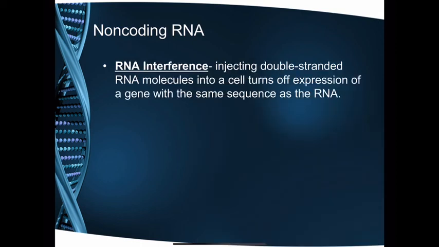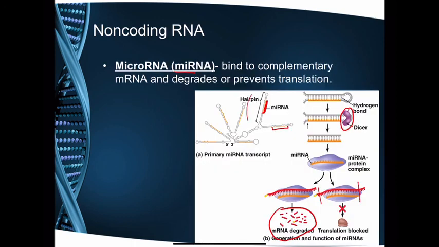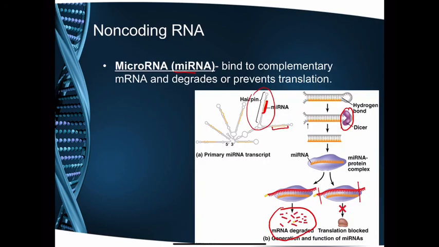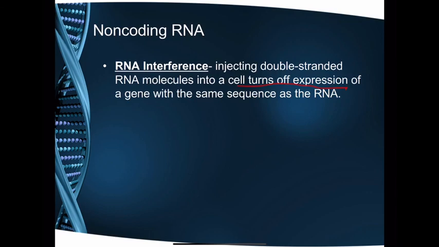So this process of injecting a double-stranded RNA molecule, like we saw here, forming that hairpin structure, is referred to as RNA interference. That's going to turn off the expression of the gene with the same sequence as the RNA, because it's complementary here. And so that's going to turn off that gene expression, and that's called RNA interference.